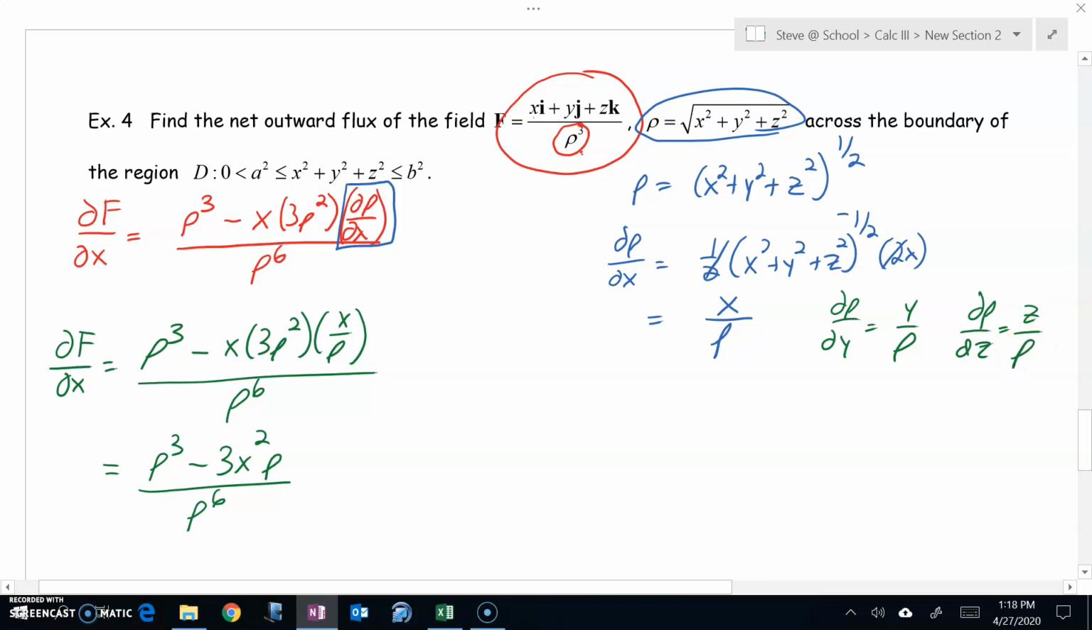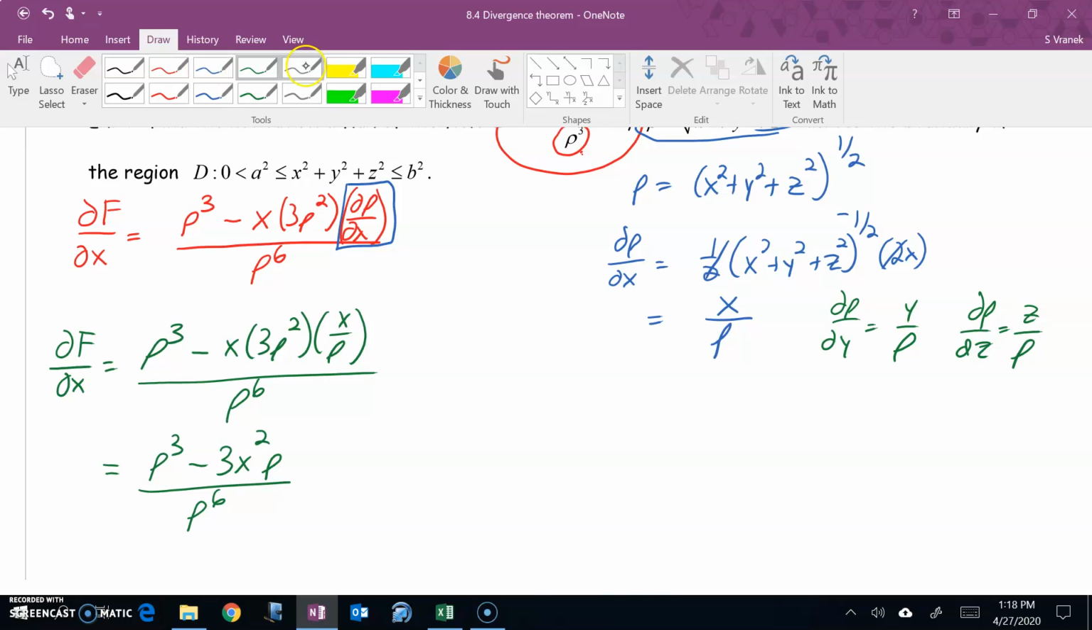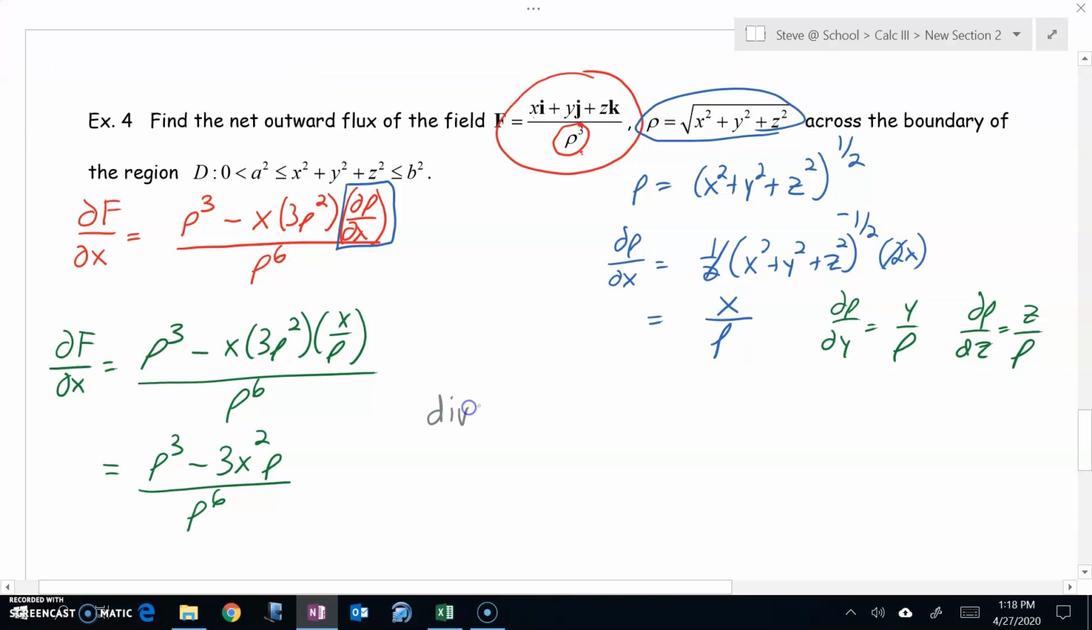Okay. So that means that when you do the other two parts for the divergence, now we can find the divergence, because it's basically the same thing 3 times. The divergence of f is equal to df dx, which we have here, rho cubed minus 3x squared rho over rho to the 6th, plus, and then it's going to be the same thing but with y, if we would have done the same process, and then same thing when we do df dz, we would get the same thing but with z.